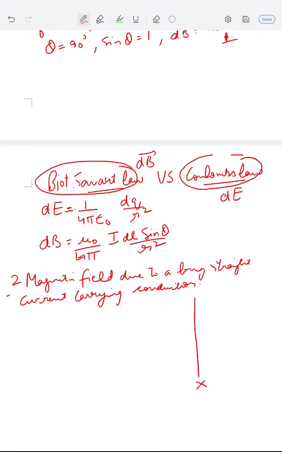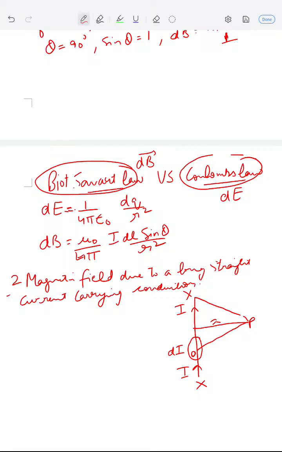I have taken the points X and Y, and the current is flowing through that wire. We have taken again a small element that is called DI, the current element, and the point P, where the magnetic field is produced from point O. This is the distance A.